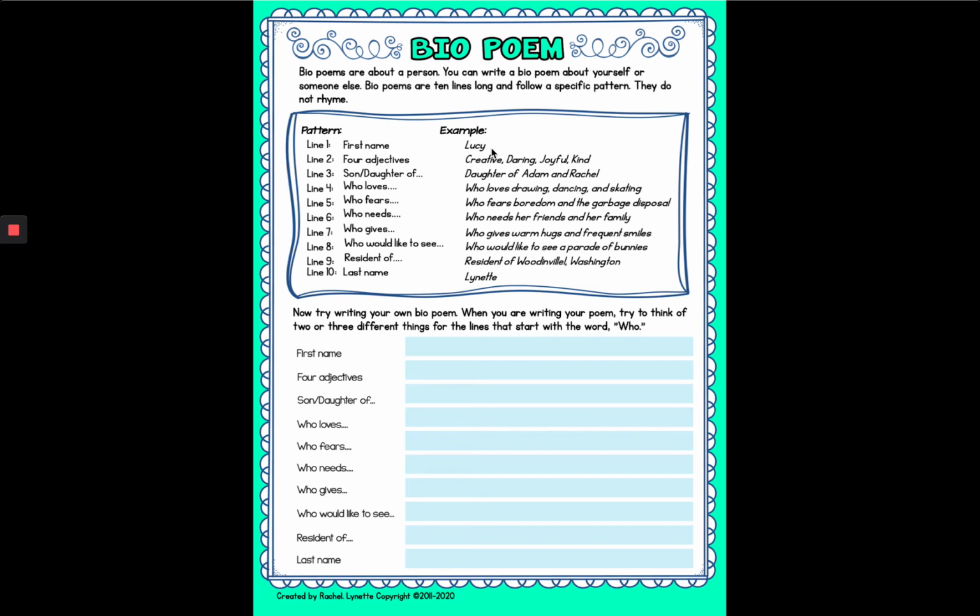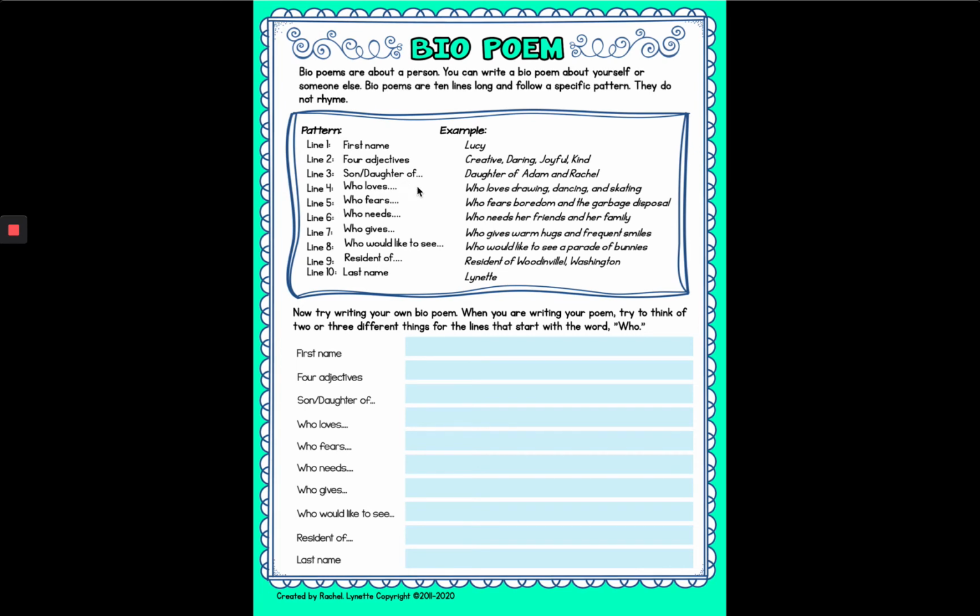Line 3 is son or daughter of. So if you're a girl, you're a daughter. If you're a boy, you're a son. And then you would put your parents' names. Now, you don't have to do son or daughter. You could also do brother or sister of. If you have siblings, you could say, if you're a girl, sister of so and so. If you're a boy, you could say brother of so and so. So you can do son and daughter of or brother or sister of.